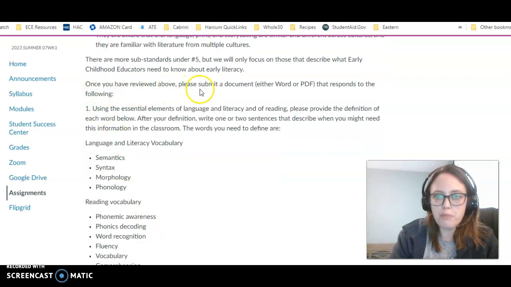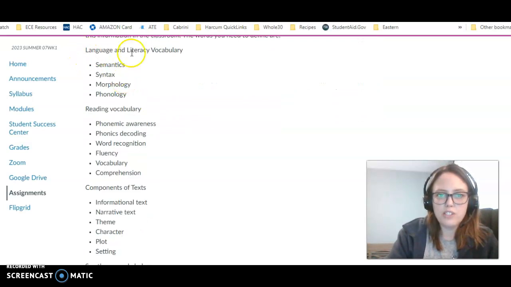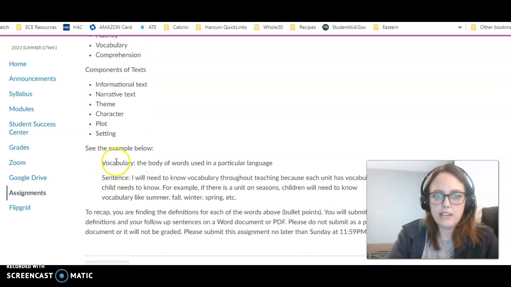So the activity is further below. Once you've reviewed above, please submit a document, either Word or PDF, that responds to the following. Using the essential elements of language and literacy and of reading, please provide the definition of each word below. After your definition, write 1 or 2 sentences that describe when you might need this information in the classroom. The words you need to define are here. So you'll see there's 3 sets of words: language and literacy, reading, and components of texts. I want you to be familiar with them, so I want you to create yourself a vocabulary handout, okay? And I put an example down here.